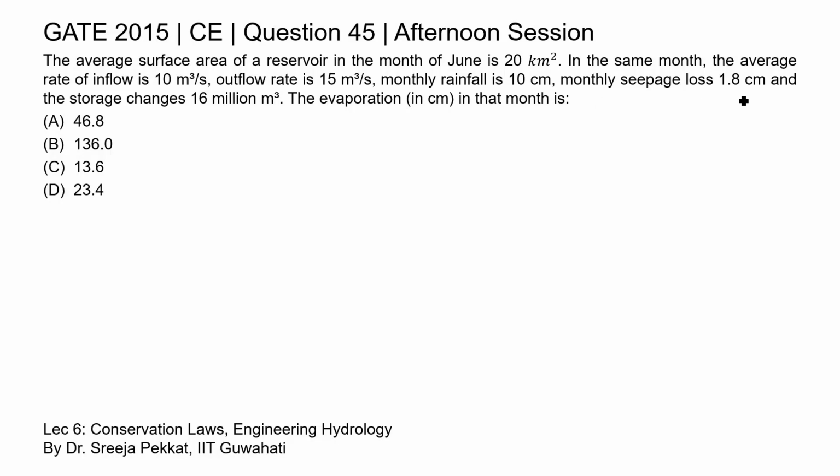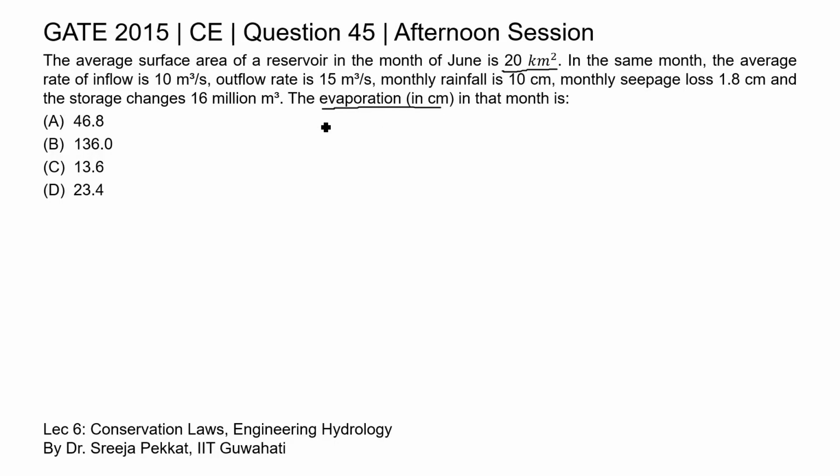Monthly seepage loss is 1.8 centimeter and the storage changes 16 million m³. The evaporation in that month is? So, in this question, for a reservoir, the average surface area in the month of June is given as 20 km². And in that month, the average rate of inflow, the outflow rate, the monthly rainfall, the monthly seepage loss and the storage changes are given. Now, we need to find the evaporation.